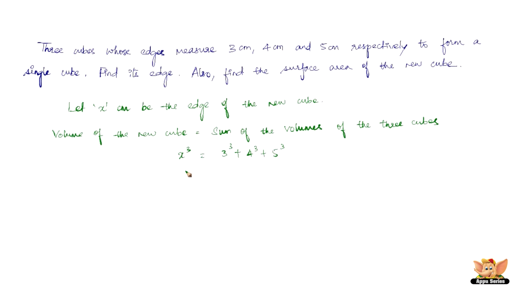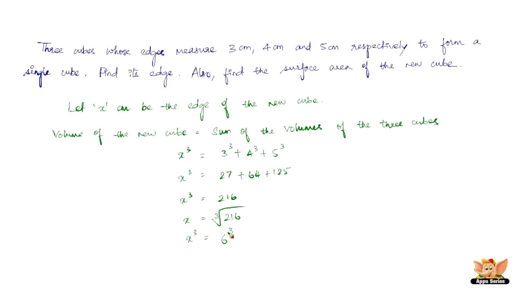So we are combining all these. So we've got x cube equals 3 cube is 27, 4 cube is 64, and 5 cube is 125. So adding all this up, you get 216. So if x cube is 216, what is the x? It is the cube root of 216, right? So the cube root of 216 is 6.